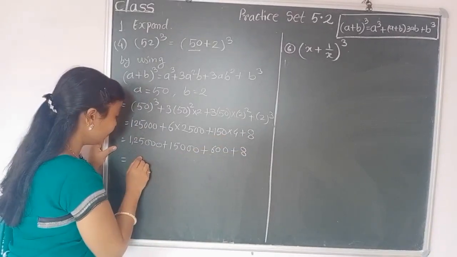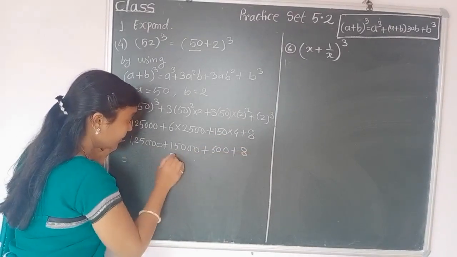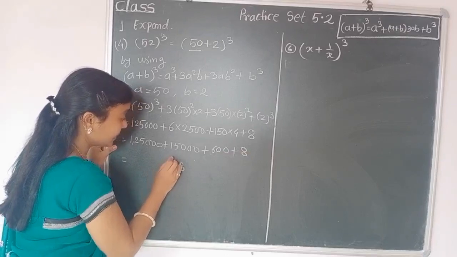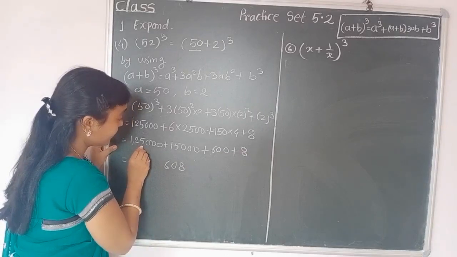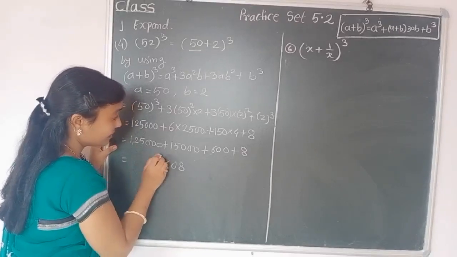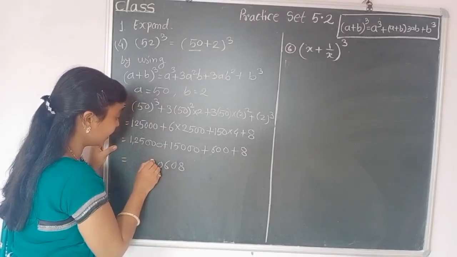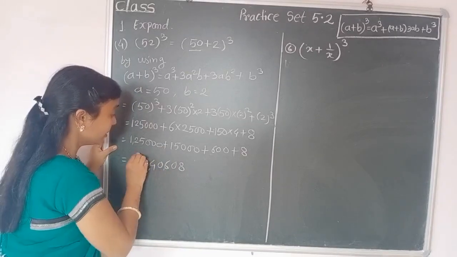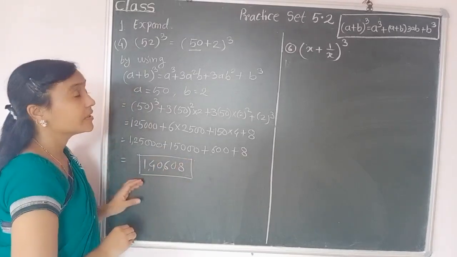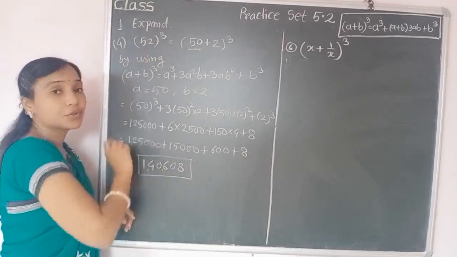terms. Then we get 8, 0, 6, and then 5 plus 5, 10, carry 1, 2, 1, 3, 4, and 1 means 1,40,608. This is our expansion of this 52's cube.